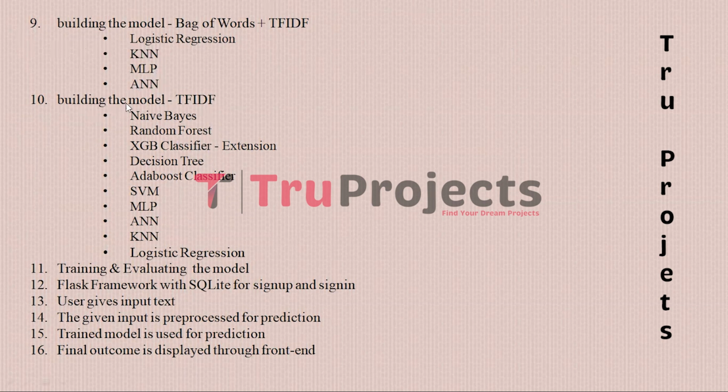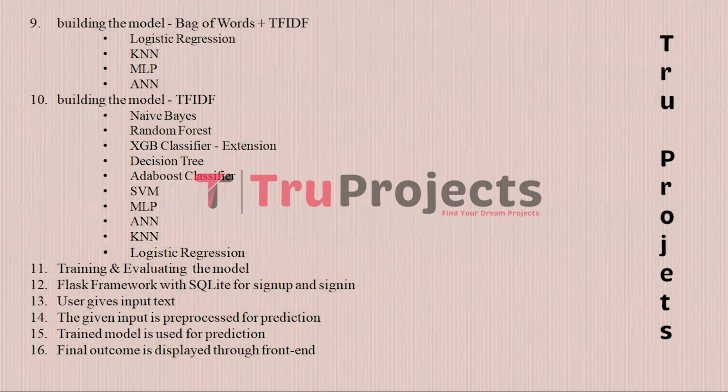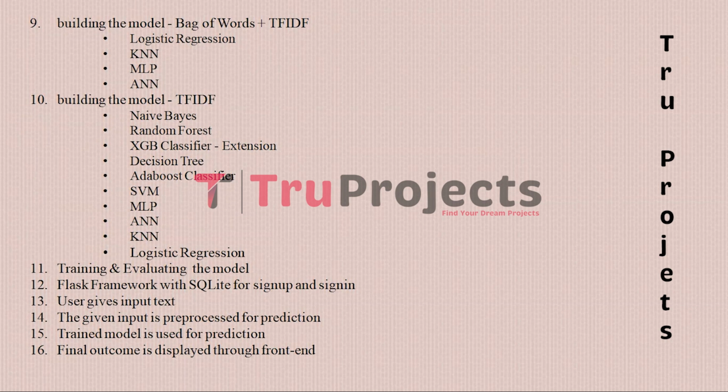The next step is building the model using TF-IDF. In this phase, we focus on building machine learning models using the TF-IDF, that is term frequency inverse document frequency, text representation method. So as I mentioned before, TF-IDF assigns weights to words based on their importance in each document relative to the entire corpus, effectively capturing the significance of words within the context of each text. And these are the algorithms on which we are training.